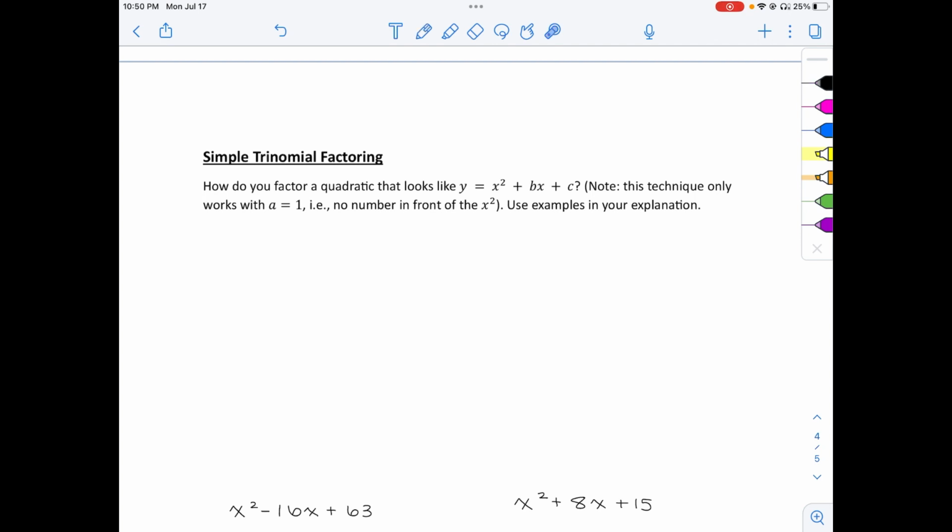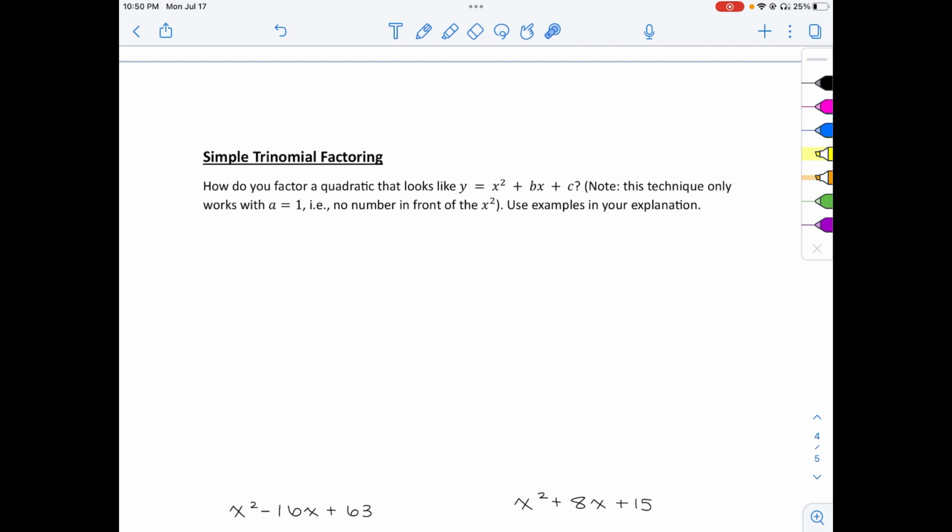Okay, so a simple trinomial is something that looks like this. This is very similar to standard form, but the important piece to note is that the a value here looks like it's missing, but really it's just 1. Okay, so this technique only works when a is equal to 1, or in other words, when it looks like there's no number in front of the x squared term. And that's what a simple trinomial is, okay?